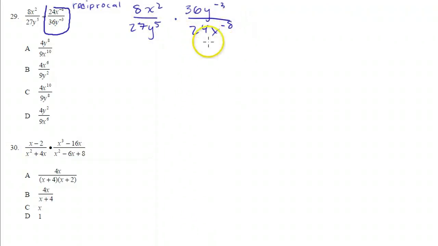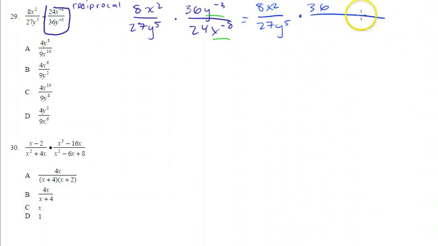Then now we can take care of our negative exponents. So I see that I have x to the negative 8 on the bottom, so we're going to move that to the top. And this y to the negative third is going to flip to the bottom. So doing that next, we're going to end up with 8x squared still over 27y to the fifth times the number stays, so 36 and the 24 stay. But on top I'll have the x, on the bottom I'll have the y.